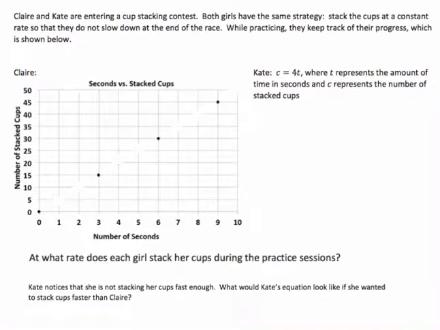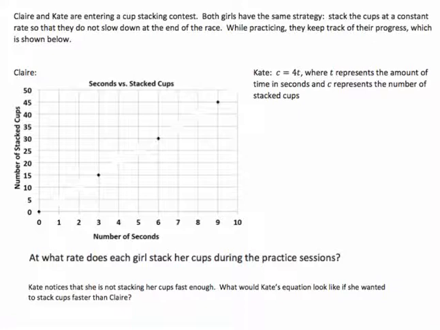Putting this into practice and just a couple of problems. The first one says Claire and Kate are entering a cup stacking contest. Both girls have the same strategy. Stack the cups at a constant rate so they do not slow down at the end of the race. While practicing, they keep track of their progress, which is shown below.